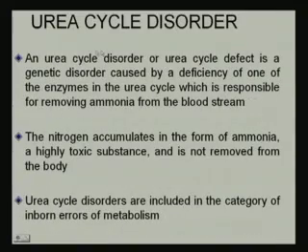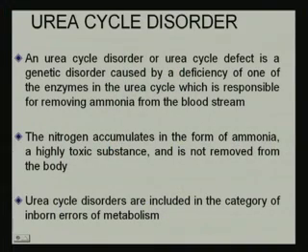Now, if we see the urea cycle disorder, a urea cycle defect is a genetic disorder caused by a deficiency of one of the enzymes in the urea cycle, which is responsible for removing ammonia from the bloodstream. That means with the defect, there is accumulation of toxic substances in the form of ammonia inside the living system.